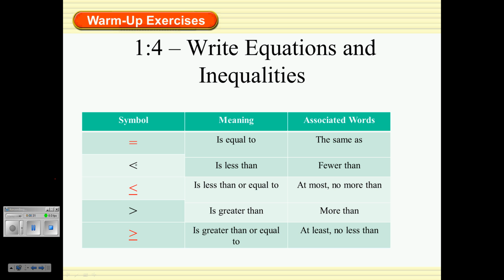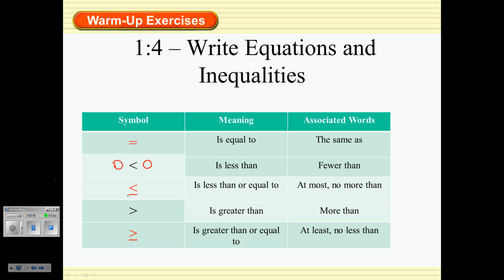Okay, the next symbol is a less than, and the reason it's called less than is because we read inequalities from left to right. And it would be this side is less than this side, because we read from left to right. That's why this is called a less than sign. So you might hear is less than or fewer than. This one is obviously is less than or equal to.